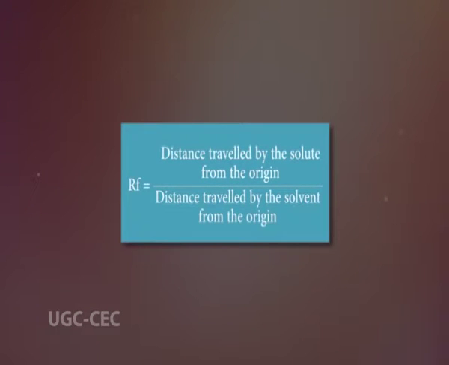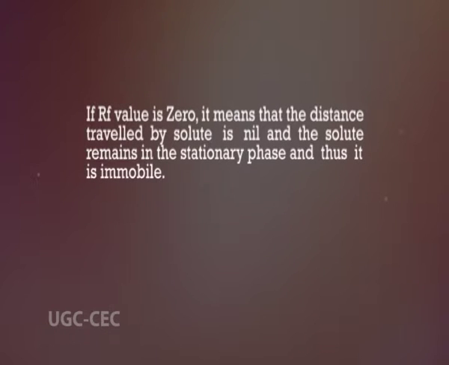In both TLC and paper chromatography, the fundamental measurement is that of the retardation factor, RF. The retardation factor is defined as the ratio of the distance travelled by the solute from the origin to the distance travelled by the solvent from the origin. If the RF value is 0, it means that the distance travelled by solute is nil and the solute remains in the stationary phase and thus it is immobile.